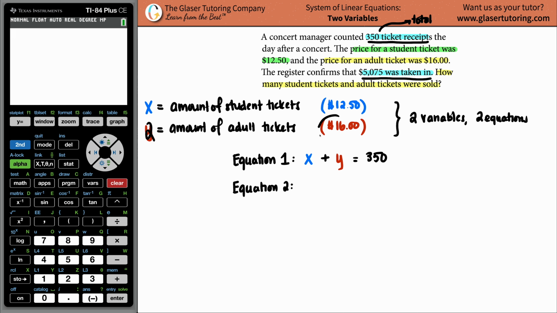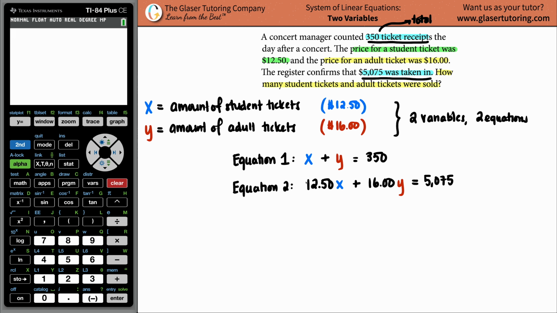If I had 2 adult tickets, the total would be $32, 16 times 2. So we know that the accumulation of all of the student tickets with its price and all the adult tickets equals $5,075. So we're going to take the $12.50 and times it by how many student tickets, and the addition of the student ticket amount plus the $16 times how many adult tickets were sold. That's going to equal the grand total of $5,075.